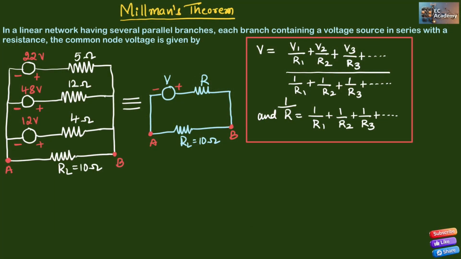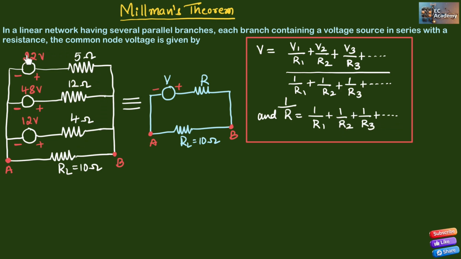In this lecture, let us understand Millman's theorem. It states that in a linear network having several parallel branches, each branch containing a voltage source in series with a resistance, the common node voltage can be given as V is equal to V1 by R1 plus V2 by R2 plus V3 by R3 and so on, divided by 1 by R1 plus 1 by R2 plus 1 by R3 and so on, and the resistance can be given by 1 by R is equal to 1 by R1 plus 1 by R2 plus 1 by R3 plus and so on.